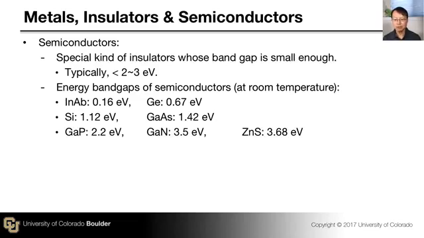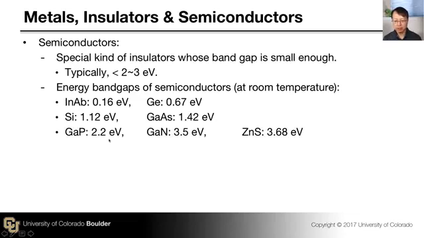Some people call it a wide band gap semiconductor, while other people might call it an insulator, and vice versa. The typical energy band gaps for semiconductors are listed here. Indium antimonide has a band gap of 0.16 electron volts. Germanium has 0.67 electron volts. These types of semiconductors are called narrow band gap semiconductors. Silicon and gallium arsenide have band gaps of around 1.1 and 1.4 electron volts. These are the typical energy band gaps for semiconductors.